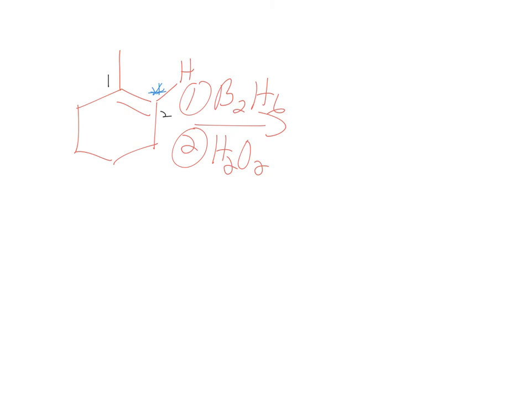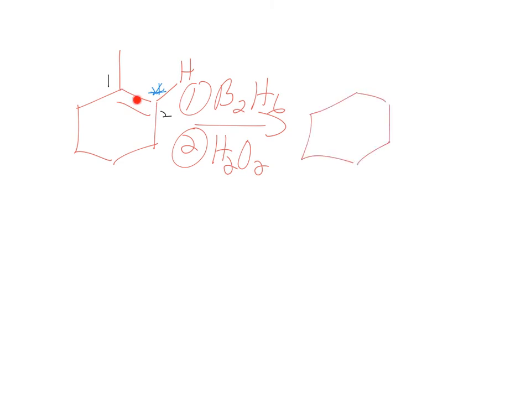So which carbon is going to get the hydrogen? Overall we're adding two things. The first step, we're adding a BH2 and a hydrogen. And then the second step, we're just replacing that BH2 with an OH. So which carbon is going to get the new hydrogen? Carbon 1.